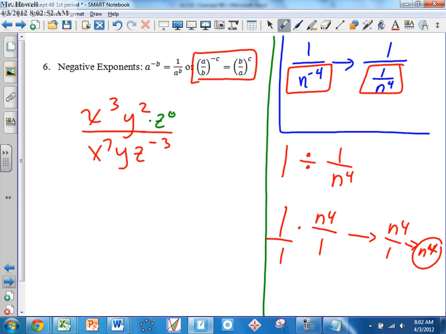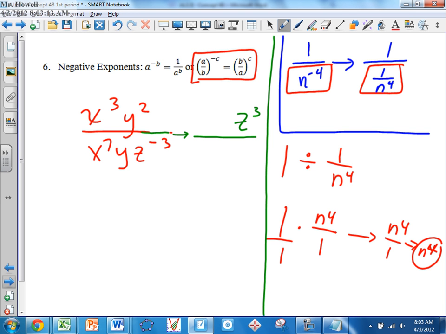Be careful. 0 minus negative is a double negative, so that would actually become positive 3, which is the same as moving it up to the numerator. Again, you don't have to remember to move it up, but you can always put a z to the 0 over there. But as we know, we can just move it up to the top. So I'm going to move this up to the top as z cubed.